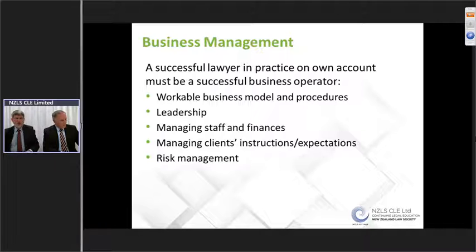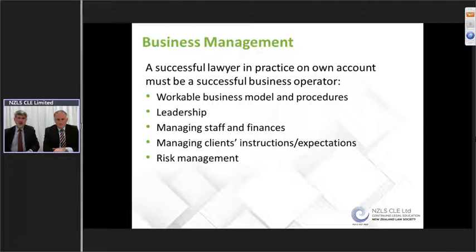as I've said, a successful lawyer in practice on own account must be a successful business operator. You must have a workable business model and procedures. You must demonstrate leadership, particularly if you're going into practice as a sole practitioner. You must learn how to manage staff and finances. And you must learn how to manage clients' instructions and expectations, because not all clients are reasonable and compliant, and not all clients want to pay you either, for that matter. And you must learn how to deal with risk management.